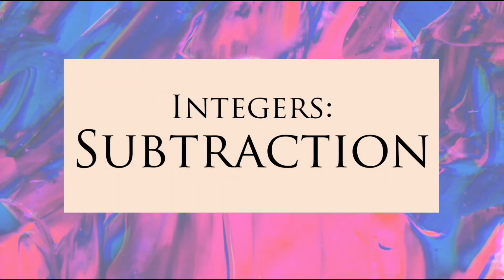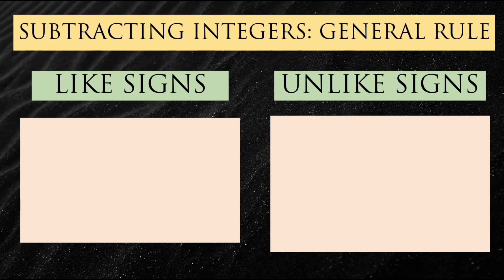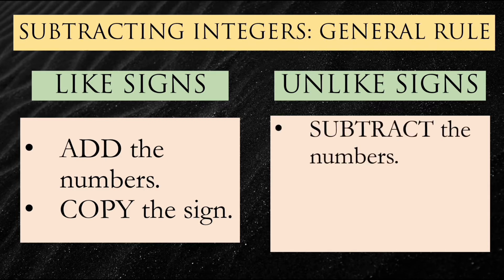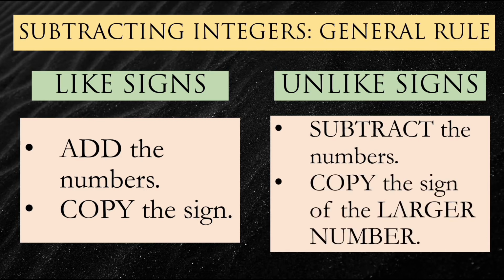Okay guys, I hope that's clear. Let's proceed to the next operation, subtraction. So again, we've got this general rule for subtraction for like signs and unlike signs. For like or similar signs, when subtracting integers, we have to add the numbers and then copy the sign. Add the numbers regardless of the sign and then copy the sign. And for unlike signs, we subtract the numbers and then copy the sign of the larger number. So it's quite similar with our addition rule.